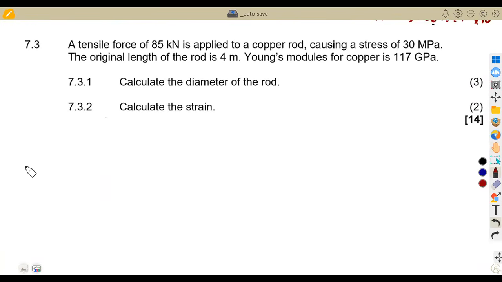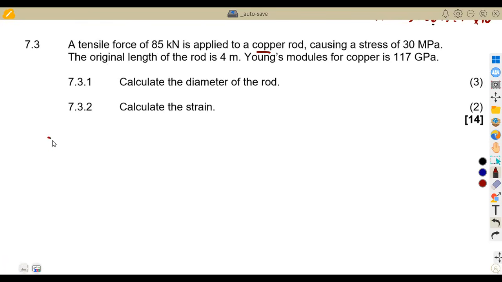All right, 7.3. A tensile force of 85 kilonewton is applied to a copper conductor, causing a stress of 30 megapascal. The original length is given, and the Young's modulus for copper is 117 gigapascal. Calculate the diameter of the rod. We are back to the same thing, guys. It was just a repetition if you check, the diameter again. All right, anyways, let us take our information.